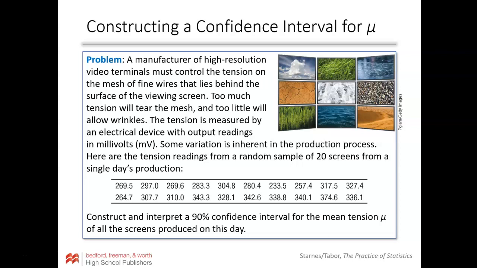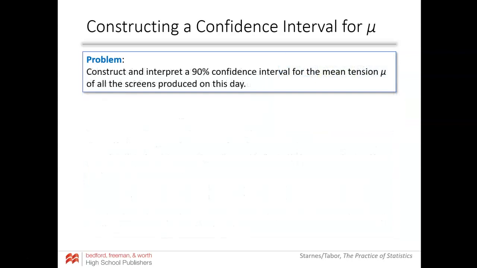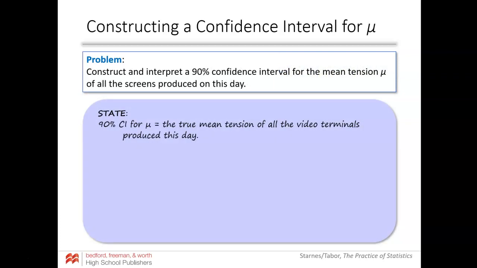In manufacturing, it's really important that you narrow down what your population is, especially if you have multiple people or shifts or manufacturing lines, because how you're randomly sampling is going to affect what your outcome is. Sometimes one machine is broken in the manufacturing process. Okay, I digress. I just really like manufacturing. I think it's cool. All right, so we're going to construct a 90% confidence interval for the true mean tension of all video terminals produced on this day.